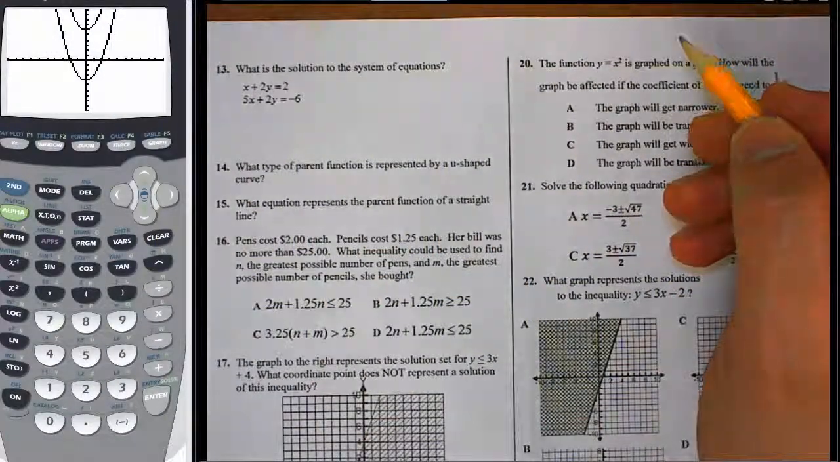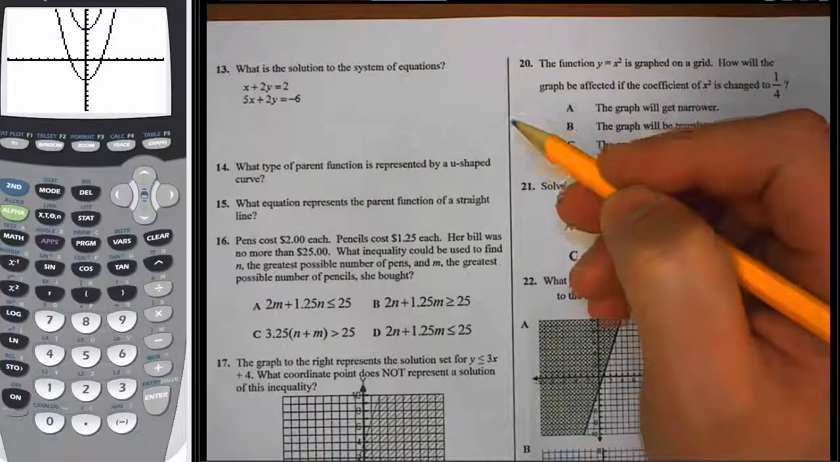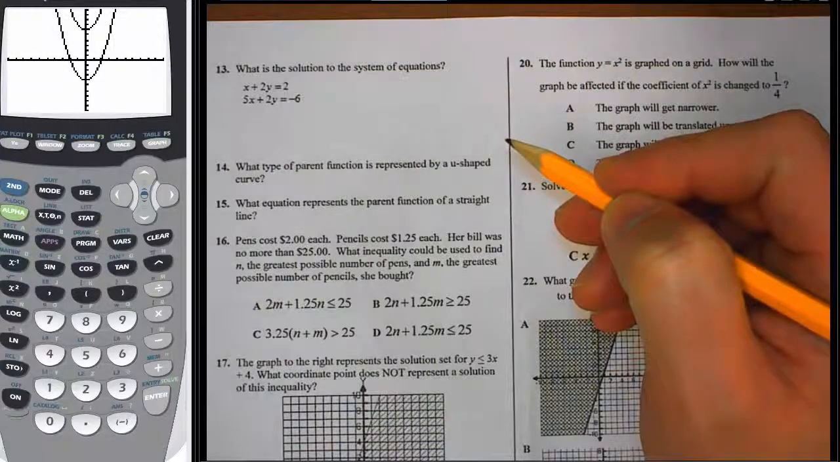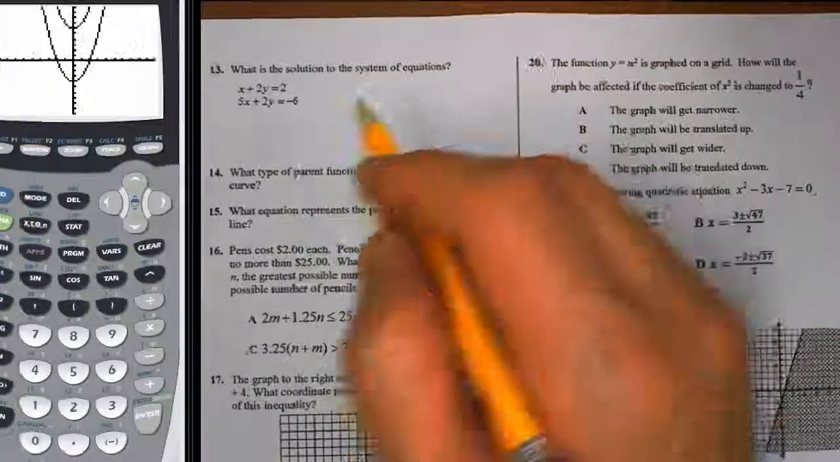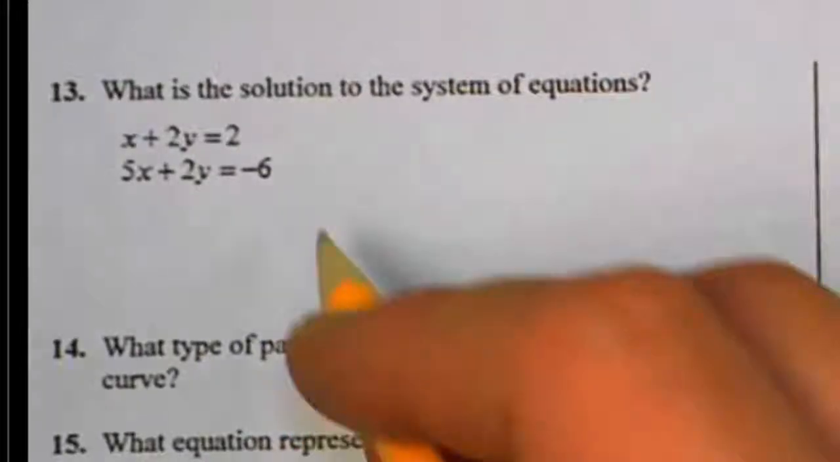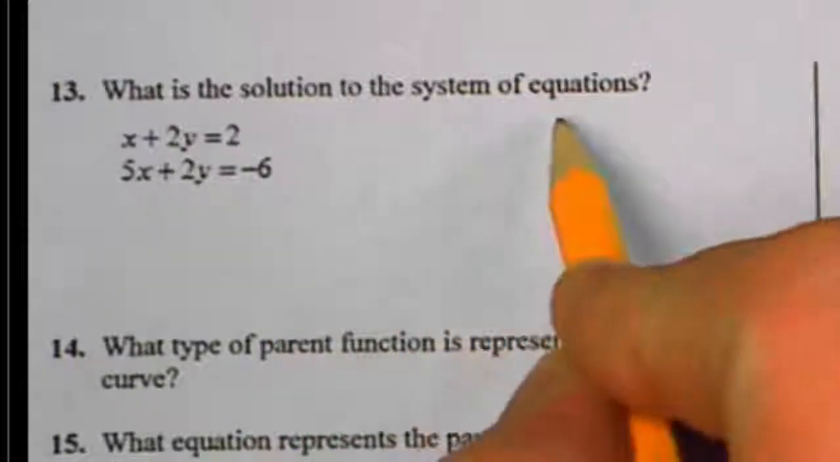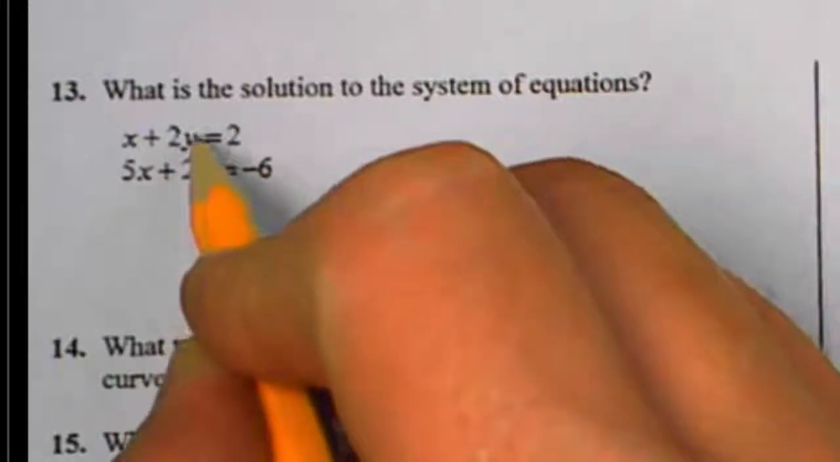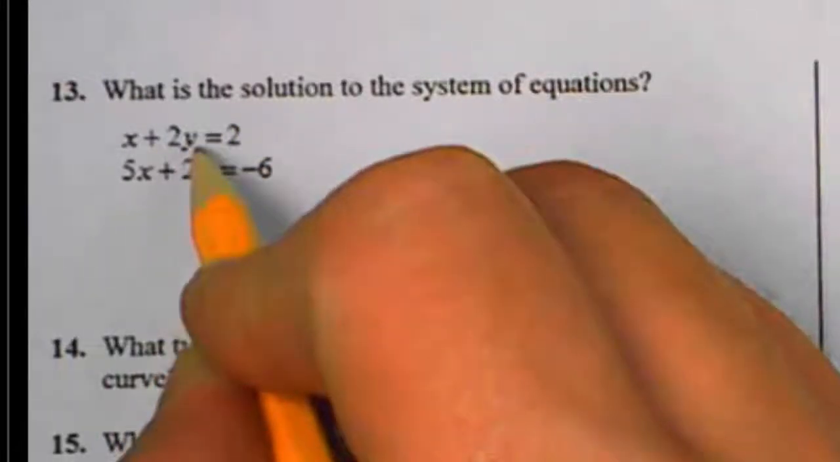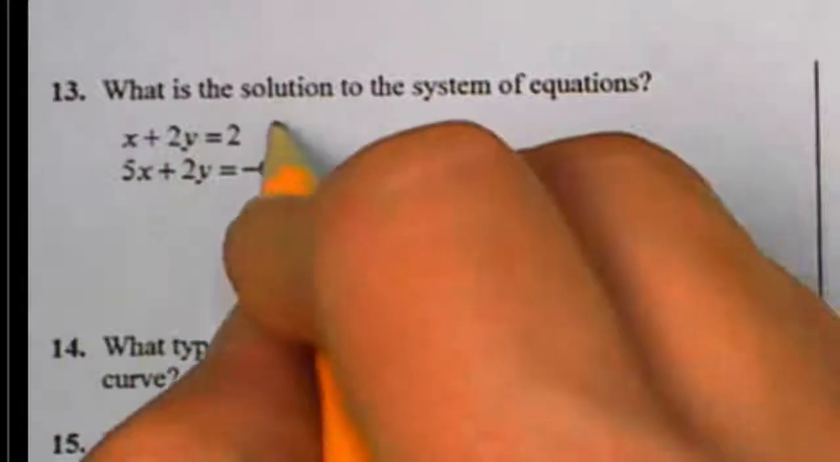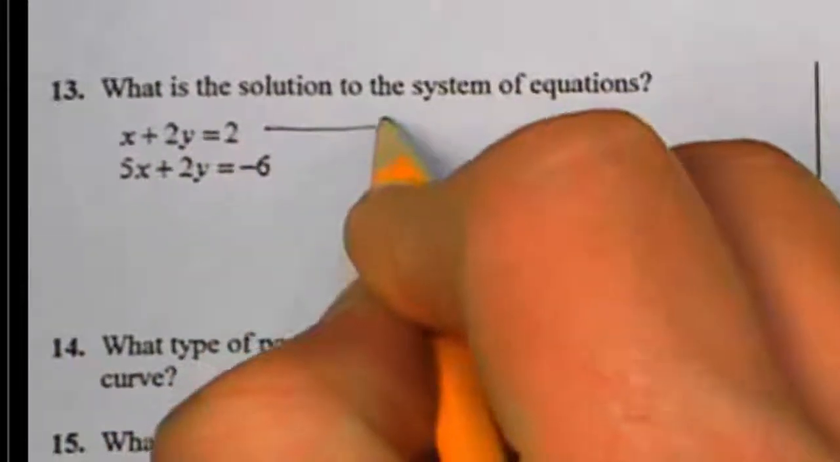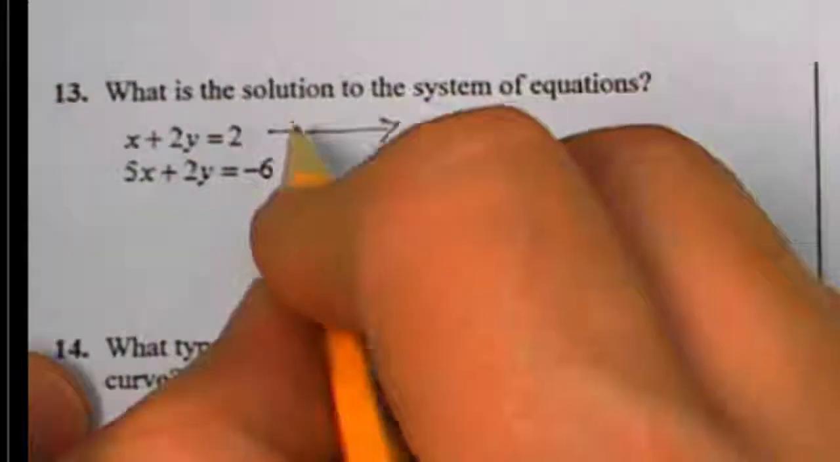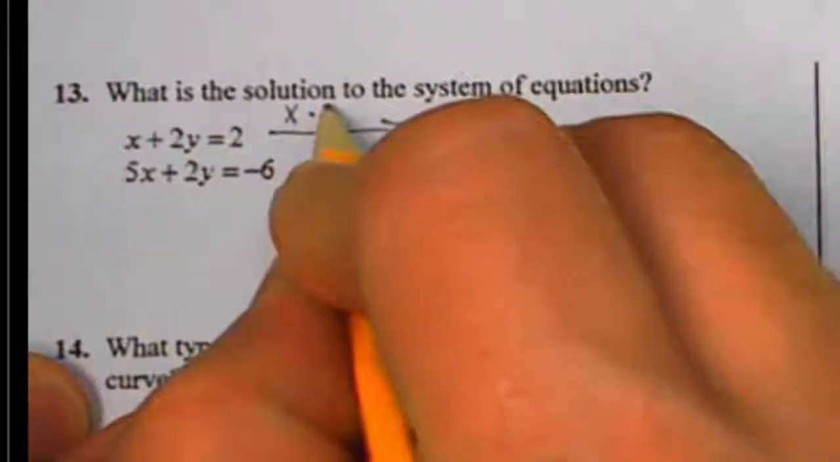Welcome back. We're going to complete now the second part of the final exam review. And here we have a problem that says, what is the solution to the system of equations? Basically here, I'm going to use the method of elimination. And I want to cancel, let's say I want to cancel the x. So that means I'm going to multiply the top one by negative 5.